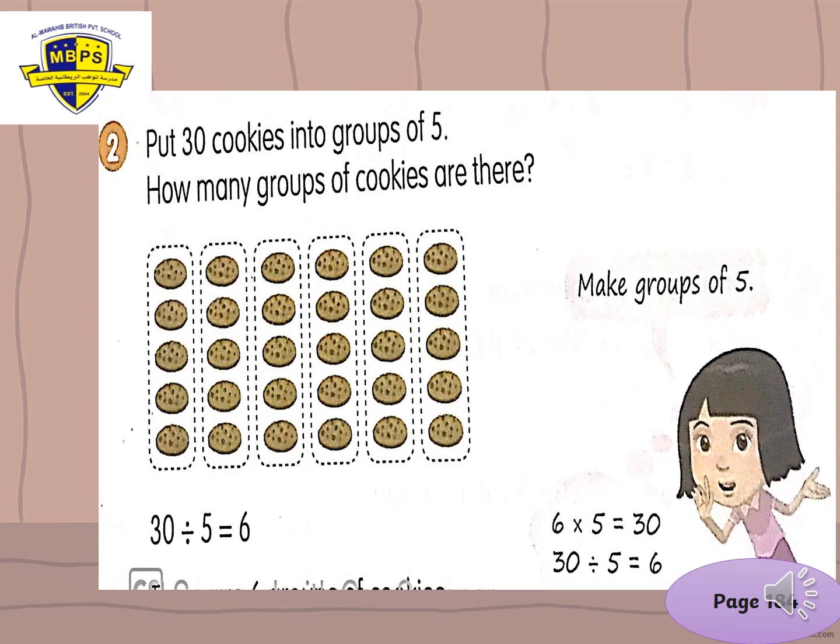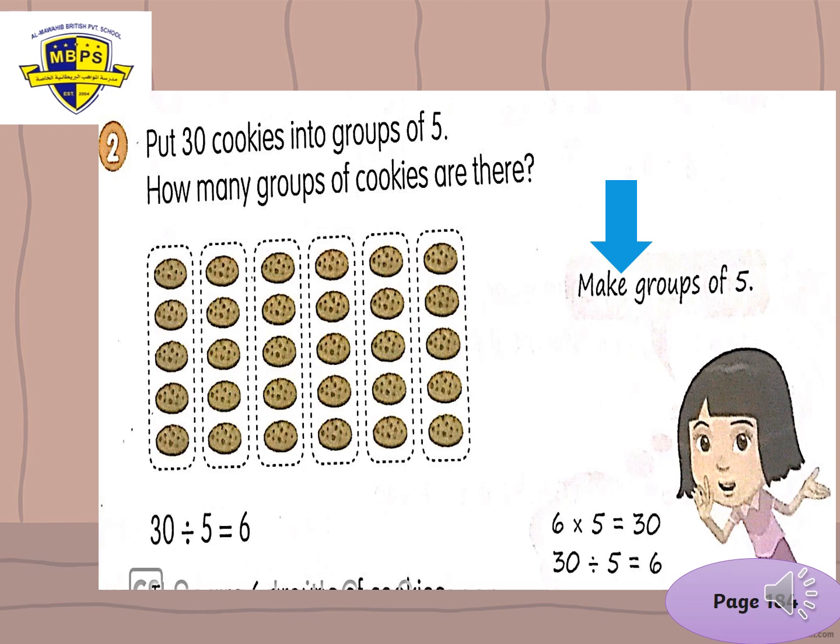Example number 2 from your pupil's book, page 184. Let's read the example. Put 30 cookies into groups of 5. How many groups of cookies are there? We learned before that we can do division by sharing equally or by grouping. At this time we are going to use grouping because I said put 30 cookies into groups of 5. So we are going to make groups of 5. Now how many groups of cookies are there? Start to count the groups. Very good. We have 6 groups of cookies. In each group we have 5.